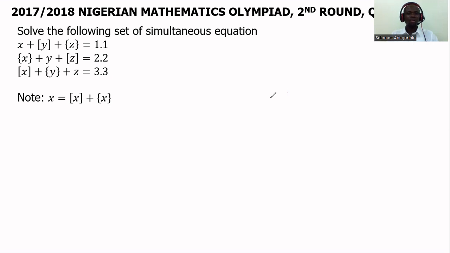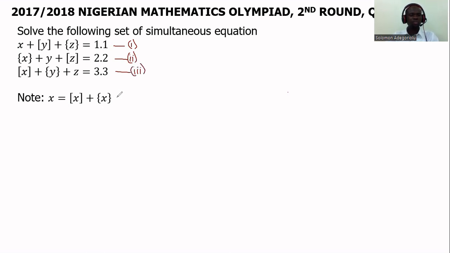Solve the following set of simultaneous equations. We have 3 equations given. Let's label that. Equation 1 is this. This is equation 2, and this is equation 3.